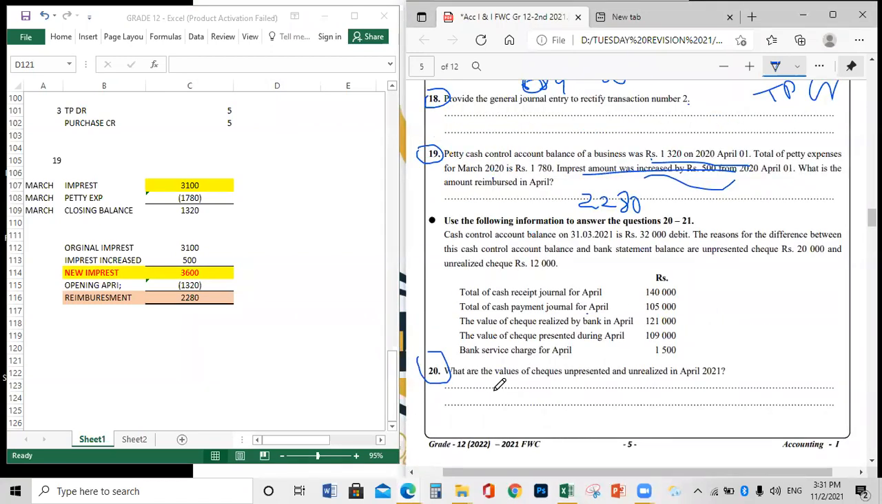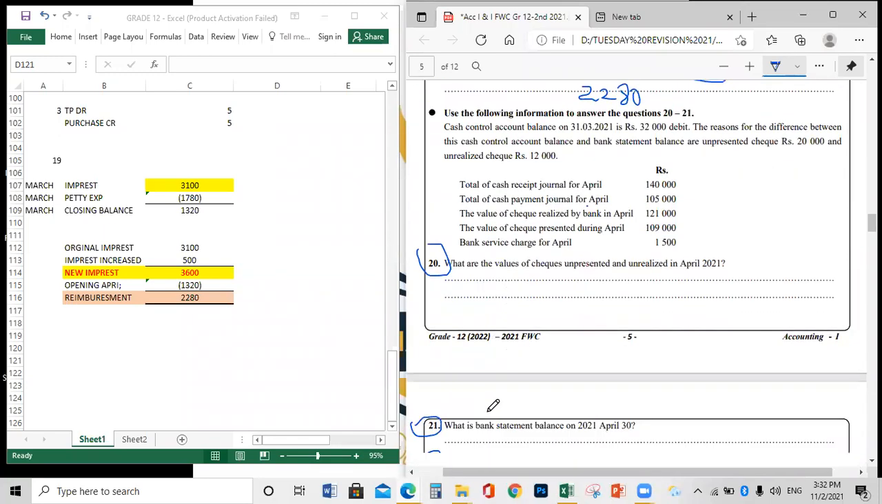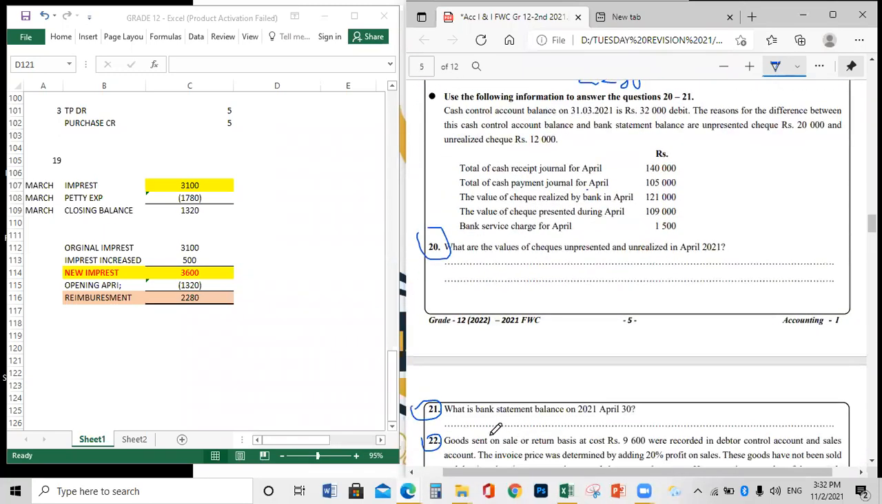Are you all done? Now let's go to the next one. What are the values of checks unpresented and checks unrealized? They are asking the value of checks unpresented and checks unrealized. Let's read it. Is that the only question? No. And then they are asking what is the bank statement balance on April 30th, at the closing date. So now let's read the question.